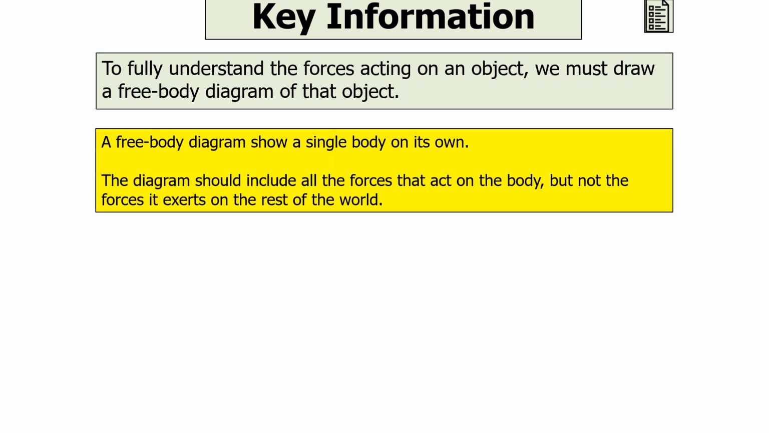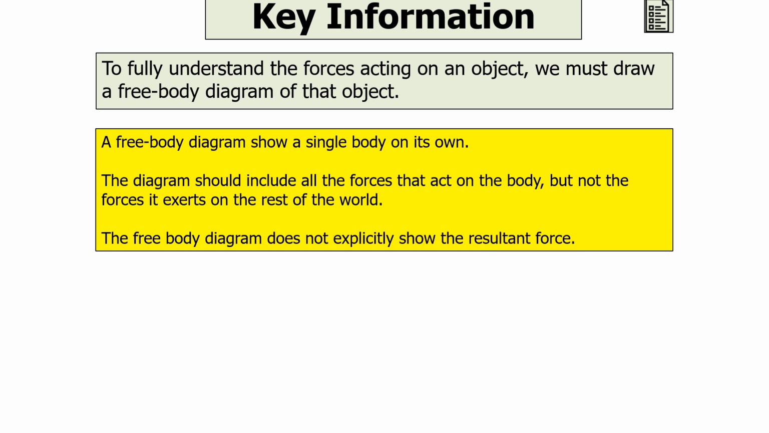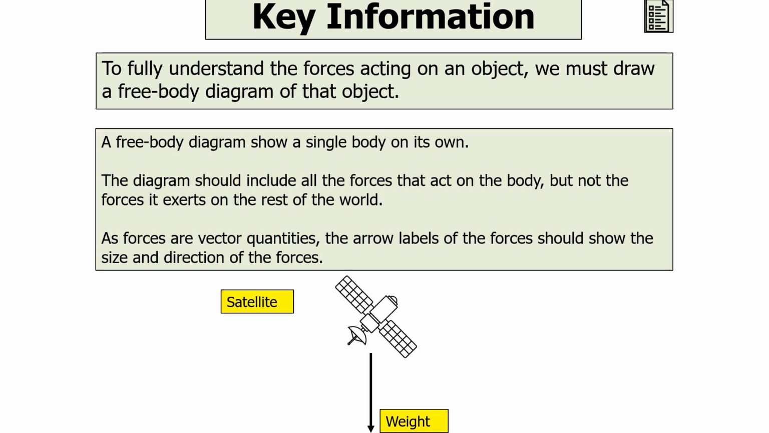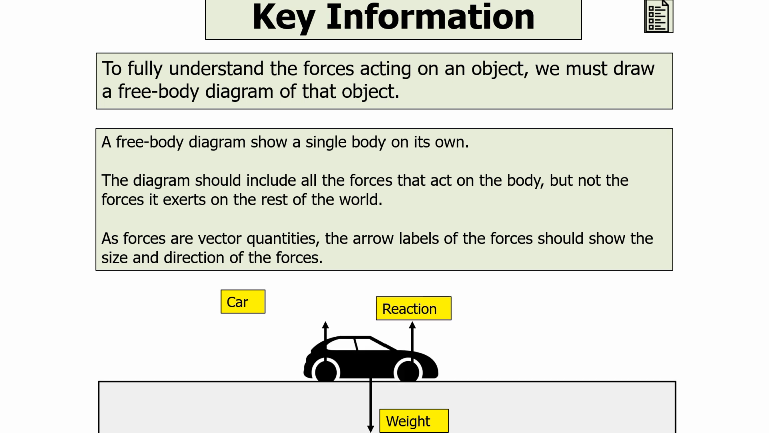This diagram should include all forces that act on the body, but not the forces it exerts on the rest of the world. The free body diagram shows the resultant force acting on the body as a result of the different forces, but does not explicitly show the resultant force itself. Now, as forces are vector quantities, the arrow labels of the forces should show the size and the direction of the forces, as shown in the following situation of a satellite, and the next situation of a parachutist, or the next situation of a car.